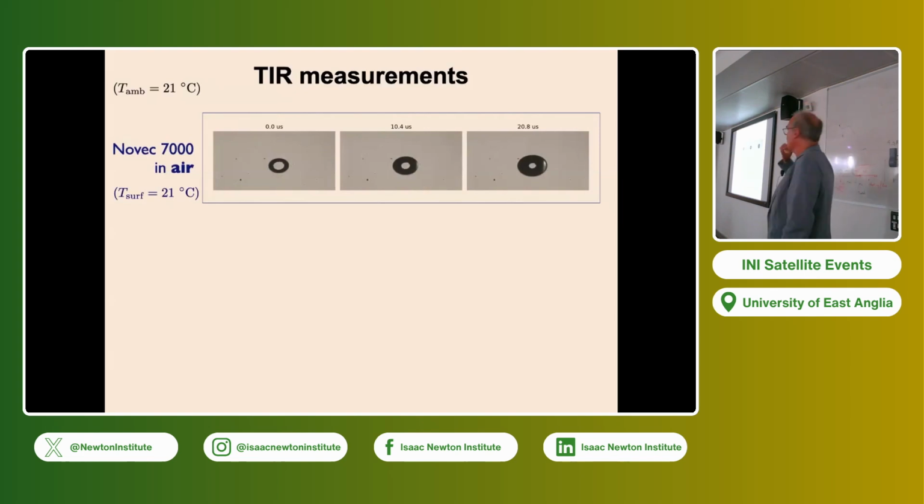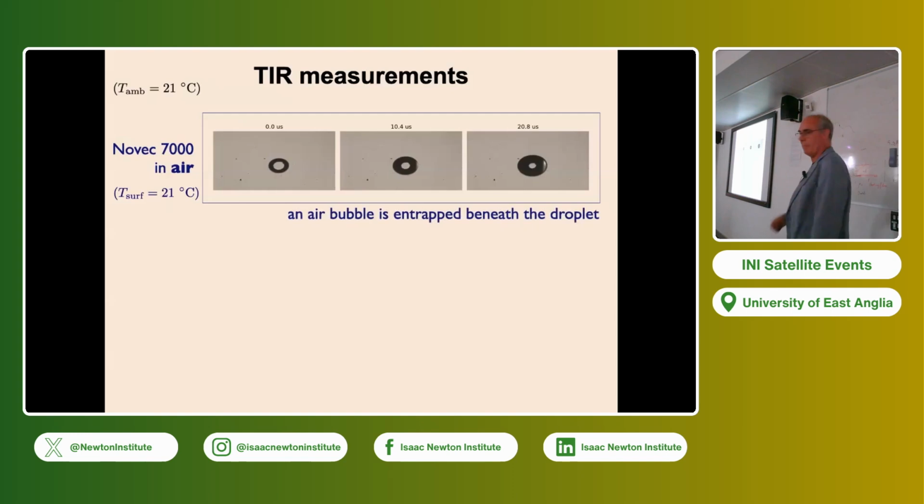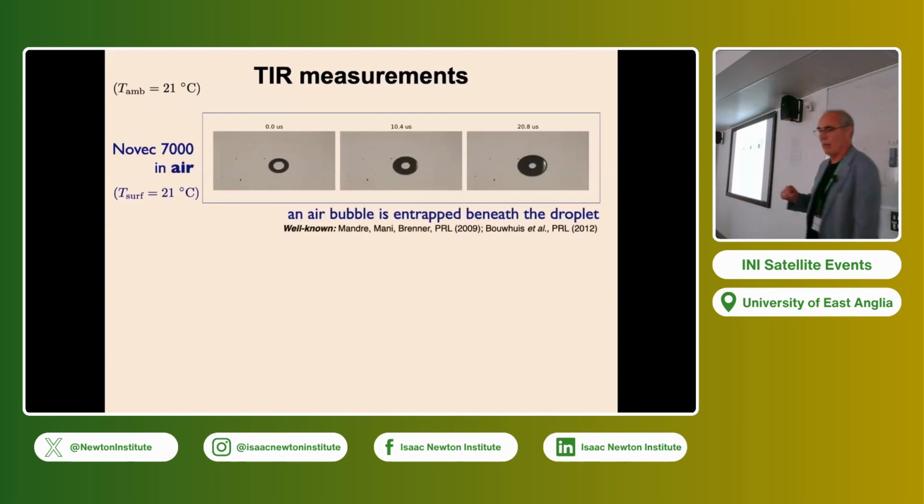So this is Novec 7000 impacting in air, and what we see is, and this is the dark gray thing that you see in the center, that a bubble is entrapped upon impact. This is very well known. Air bubbles are entrapped beneath the droplets. There are several references where that has been described in much detail.